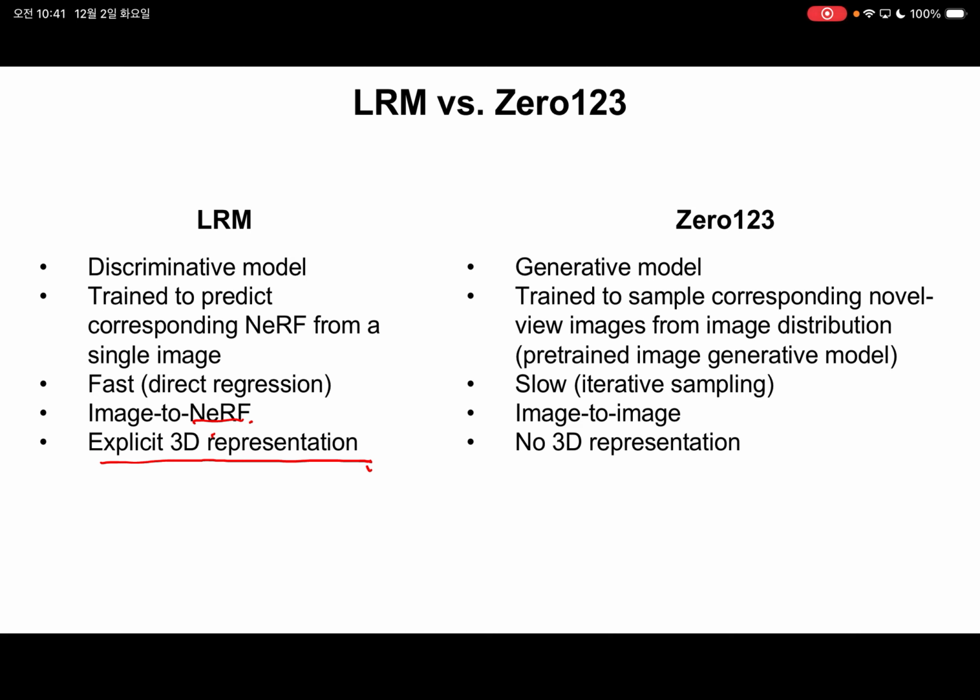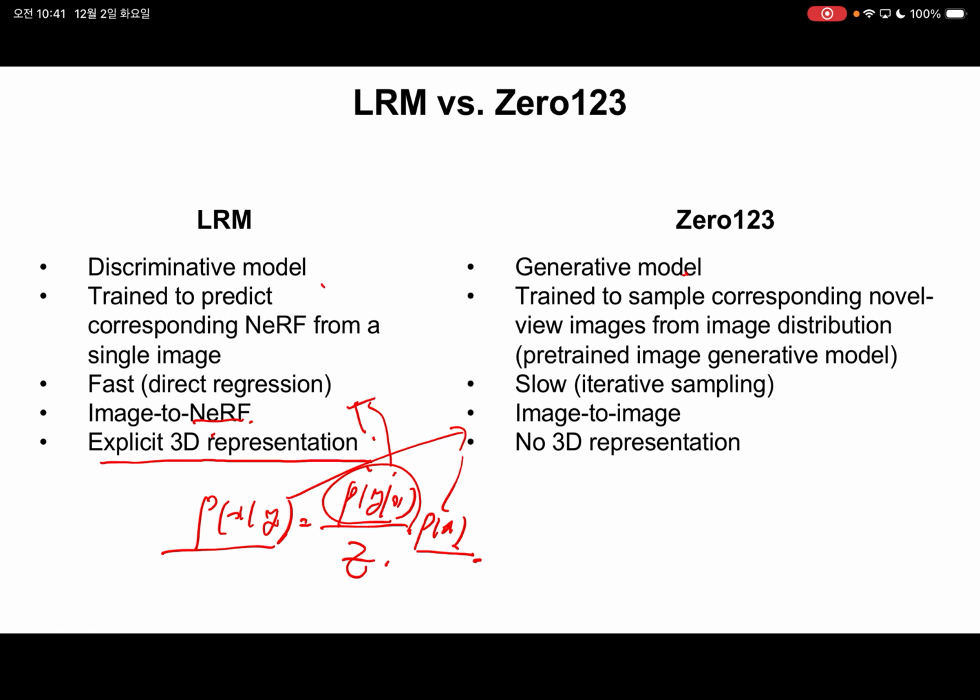But Zero-1-to-3 is a generative model, not a discriminative model. We know the Bayesian rule, right? So models that are interested in this kind of data distribution are called generative models, and models interested in this kind of label distribution space are called discriminative models, right? This Bayesian rule. And it's trained to sample corresponding novel-view images from the image distribution.